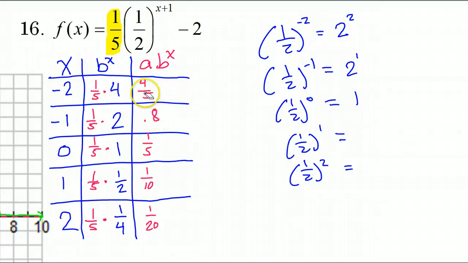Wait, hold on. I put this in the wrong spot, didn't I? 4/5 was 0.8. Now 1/5 times 2, that is 2/5. And 2/5 is 0.4. So these are a lot of really small numbers. Hey, we're just going to do the best we can.